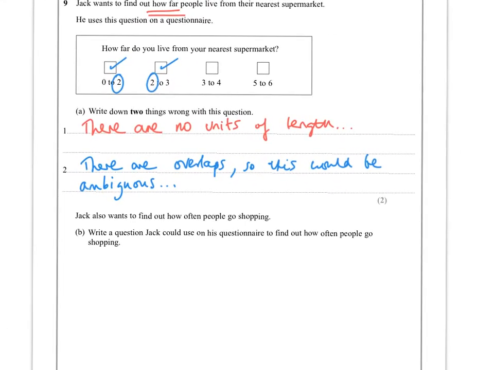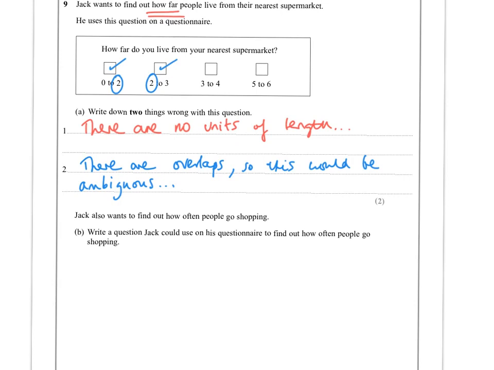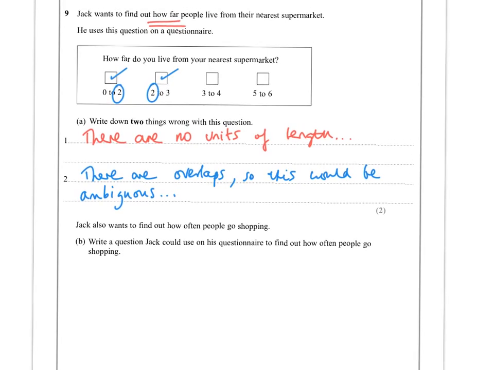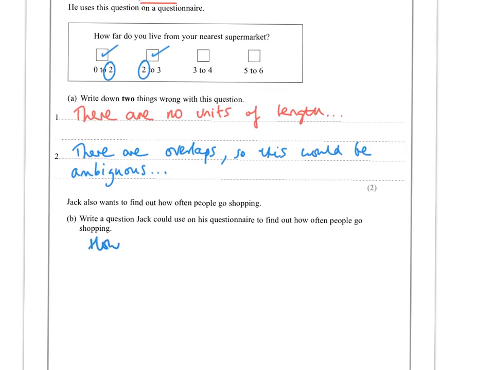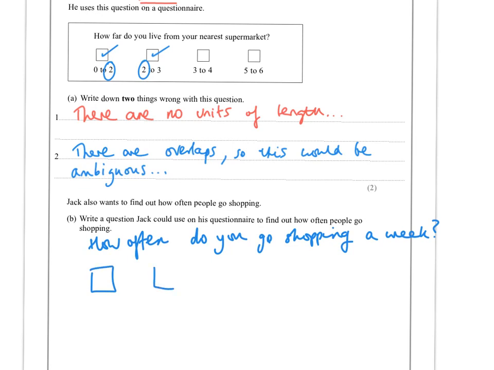Jack also wants to find out how often people go shopping. Write a question Jack could use on his questionnaire to find out how often people go shopping. So really what you've got to do is just ask the simple question, and that is, how often do you go shopping? And let's say a week. And then just give some responses. Make sure they don't overlap.